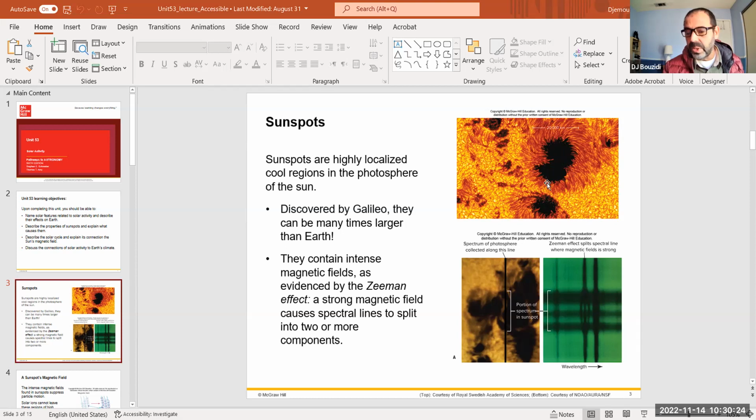These regions are dark because they have a lower temperature, several thousand Kelvin lower than the rest of the sun. So these are cooler regions in the sun. There are several of them, and they start to merge and form bigger and bigger regions on the sun. And that impacts the Earth in several ways.